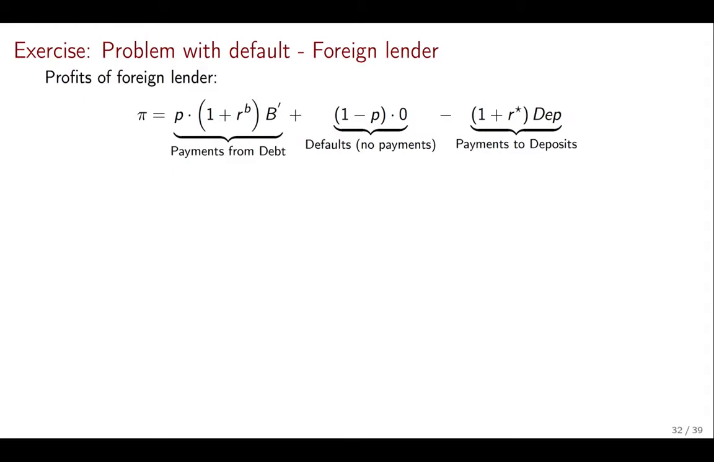Now here are the profits of the foreign lender. There are payments for debt. So if the country repays with probability p, the lender gets back these payments.